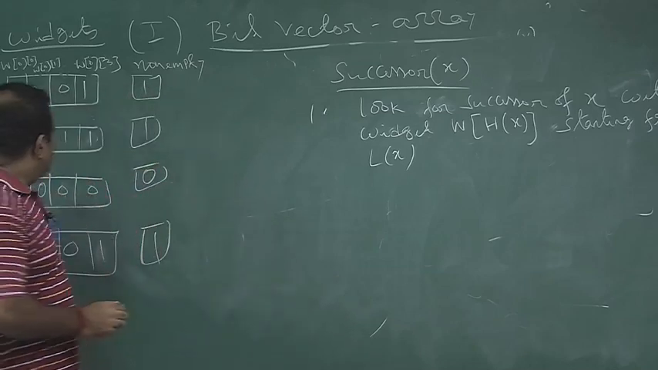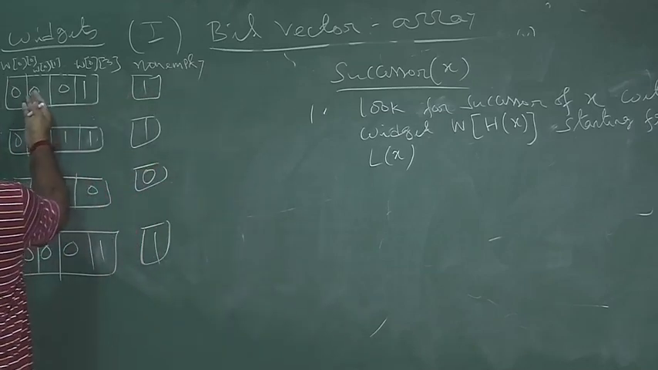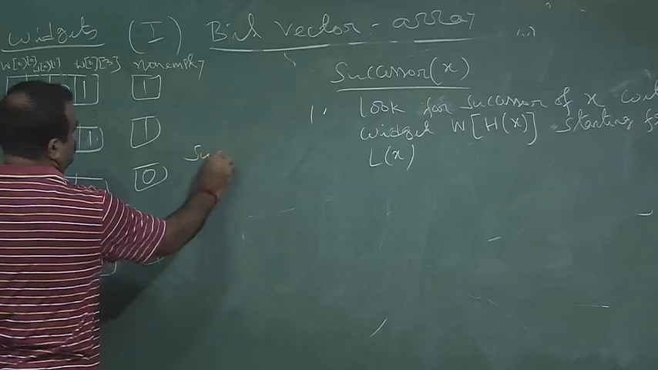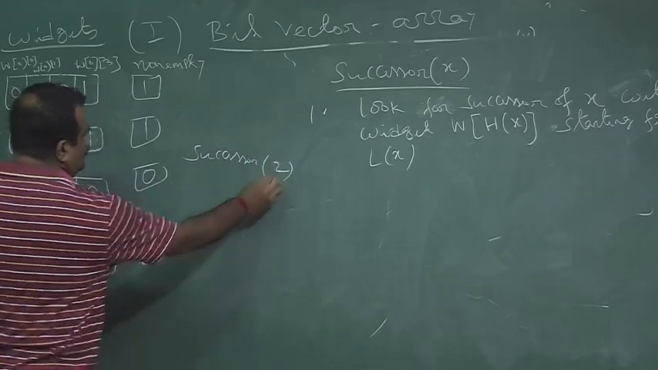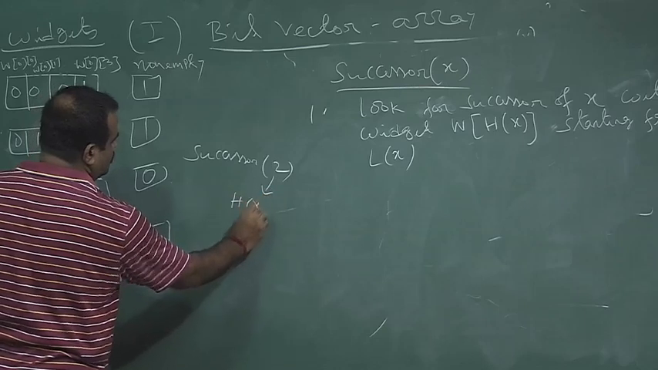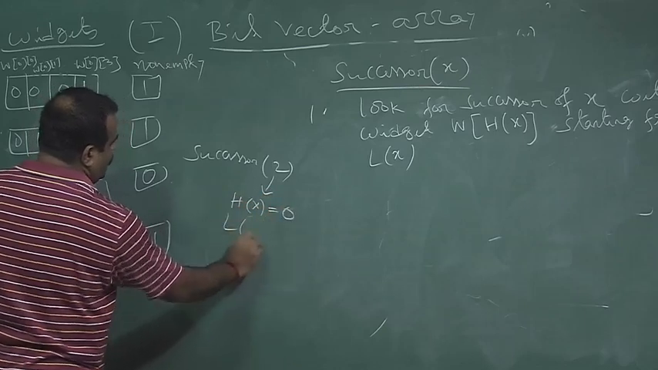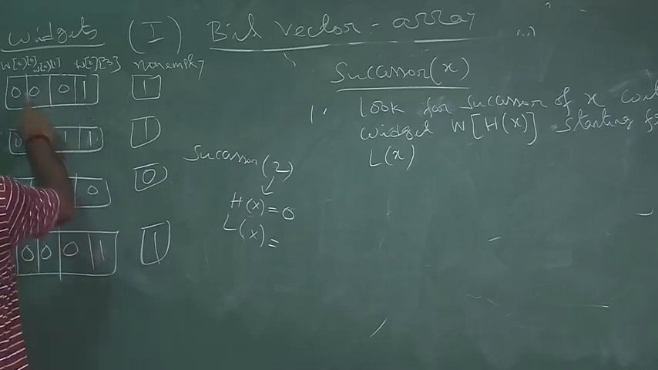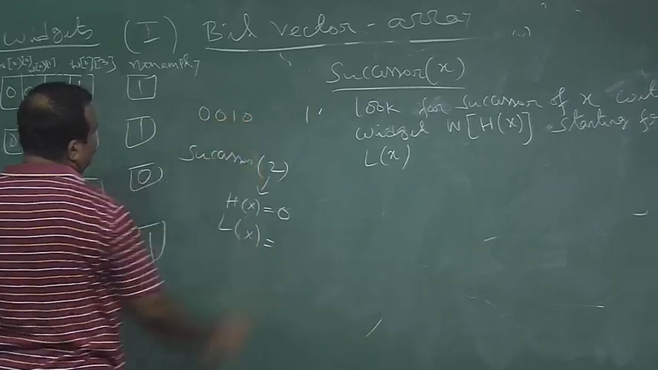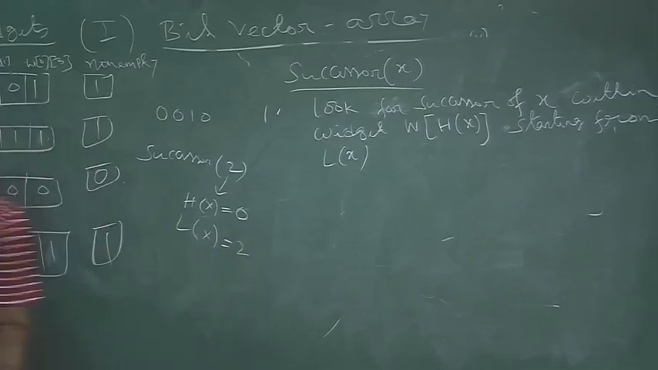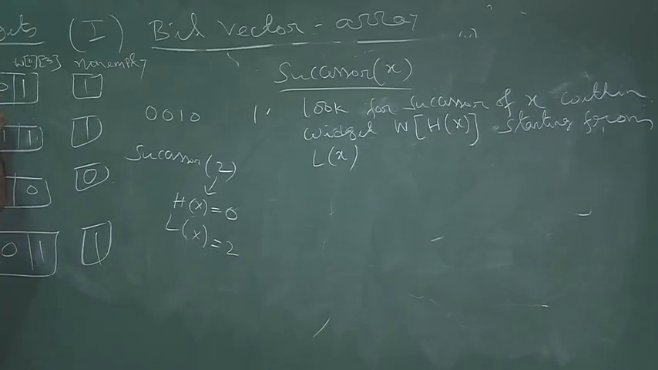Okay. Suppose we want to find the successor of say 1, or 2. So, what is the high of x? High of x is 0 and low of x is basically 0, 1. So, this is basically 0, 0, 1, 0. So, low of x is 2. So, we will start from this widget and from this low of x. After that, we will find the successor in this block.